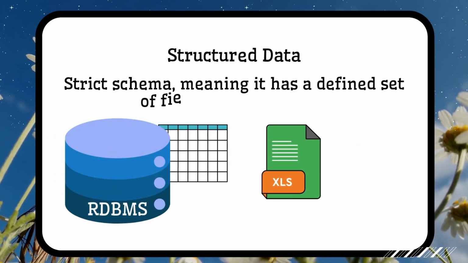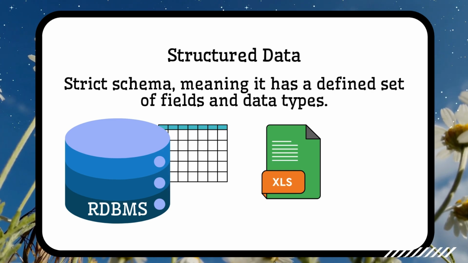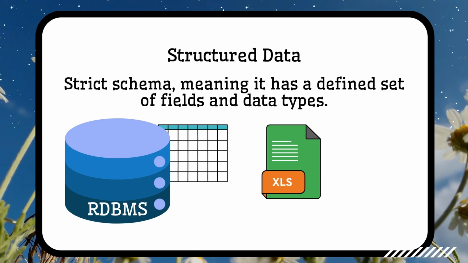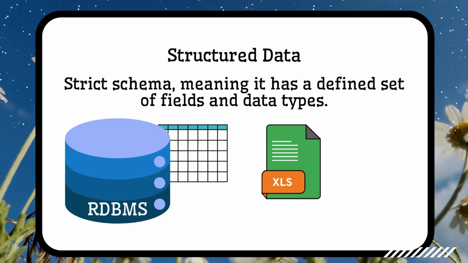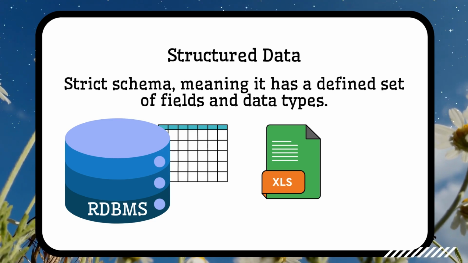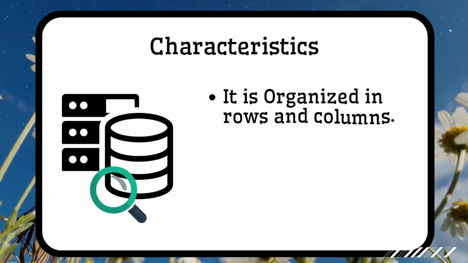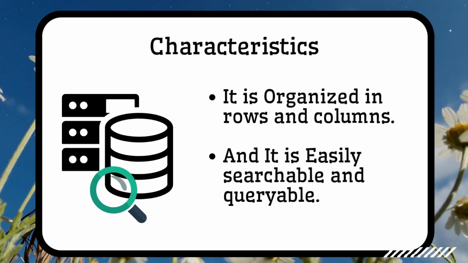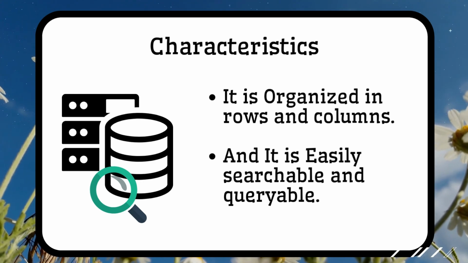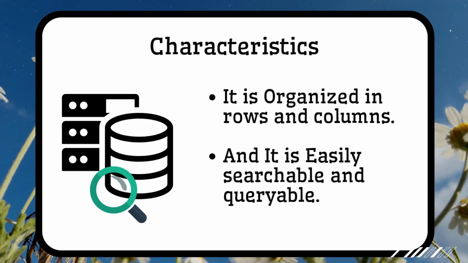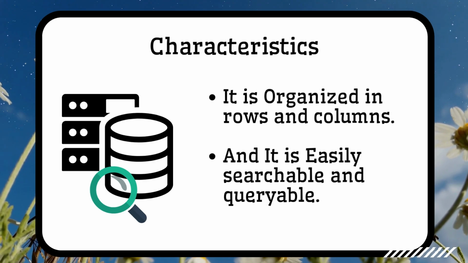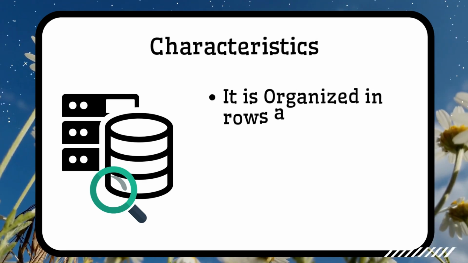We can also classify data based on how it is organized. If data follows a strict schema, meaning it has a defined set of fields and data types, it is called structured data. Characteristics of structured data are that it is organized in rows and columns, and it is easily searchable and queryable. Examples include customer database, financial transactions, product catalogs, etc. Structured data is often presented in tables or spreadsheets.